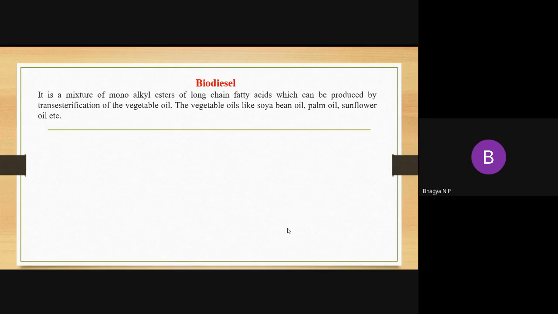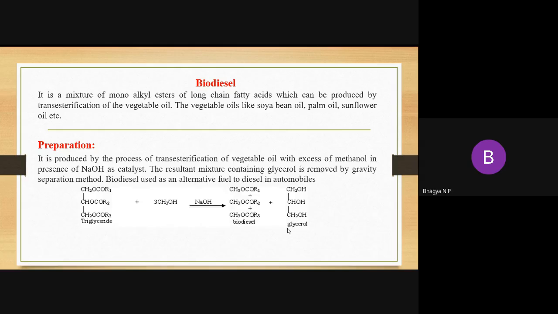So what does biodiesel mean? As I said in the beginning of the session, this biodiesel is also one of the alternative fuels. How can it be produced? It can be produced by the transesterification of vegetable oils. Which vegetable oils can be used to produce this biodiesel? The vegetable oils are soybean oil, palm oil, sunflower oil, etc. What do these contain? These vegetable oils consist of triglycerides.